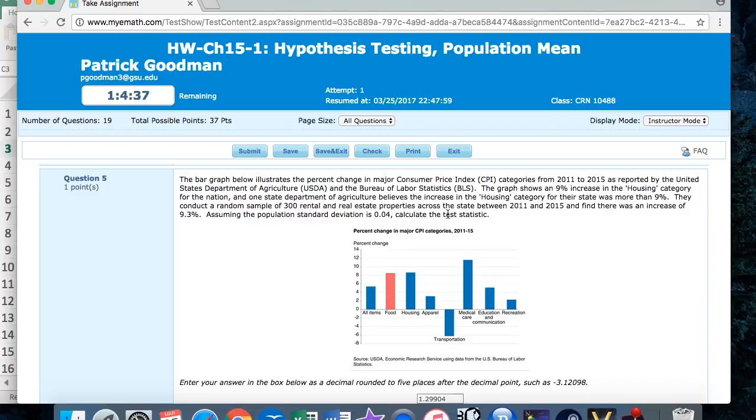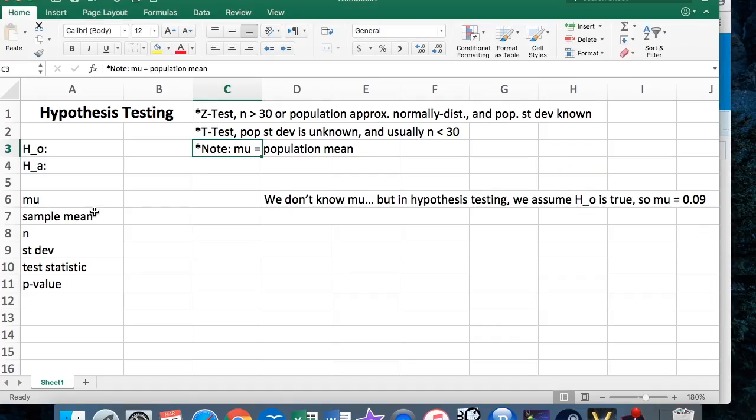Now remember, there's a formula for this in Excel. I mean, not in Excel. There's no built-in function in Excel, but on your test you will have this formula. So all you have to do is know how to use it.